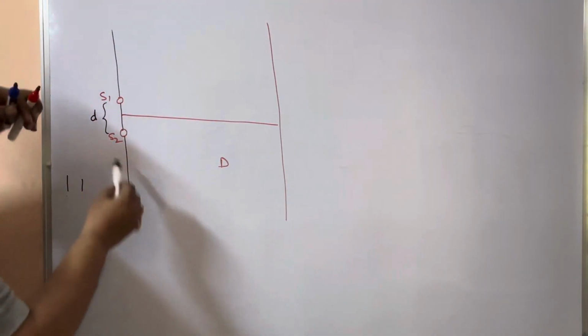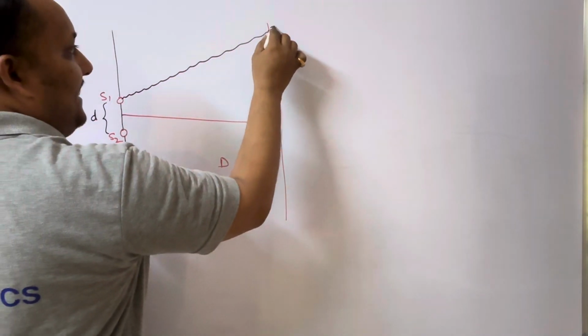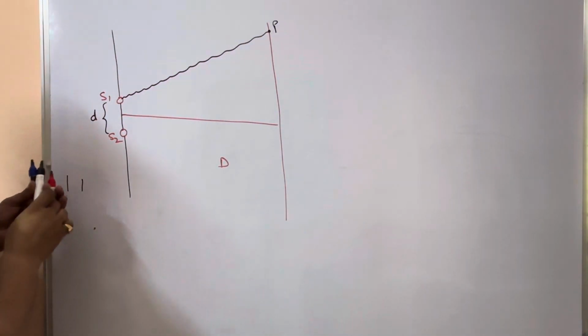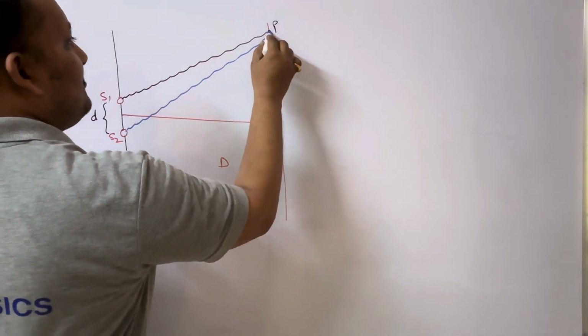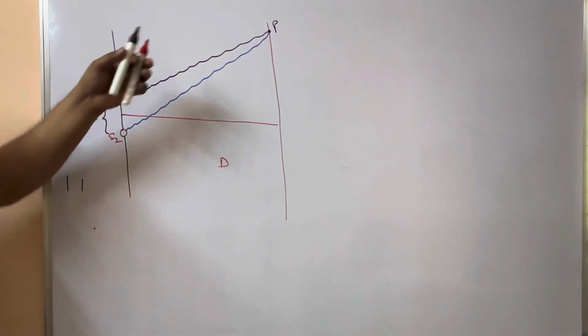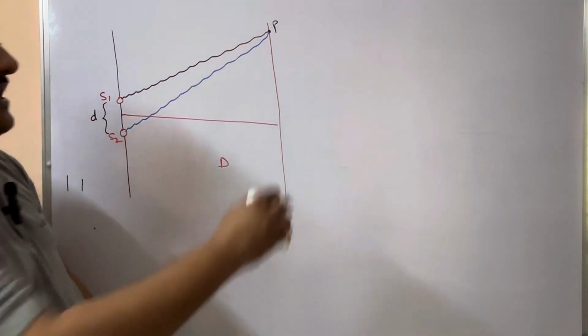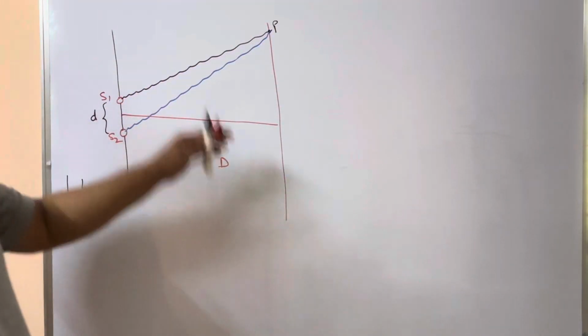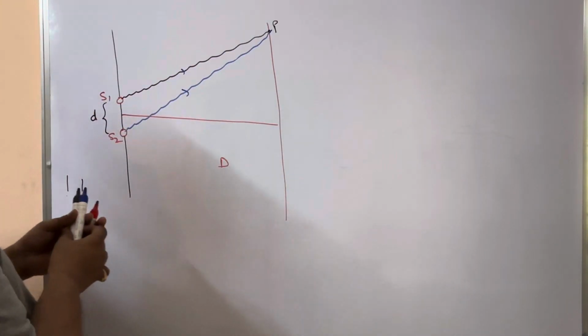From S1, one wave is going to travel and meet at point P. From S2, another wave is going to come and meet here. So if at that point crest and crest meet, you are going to get a bright band. If crest and trough meet, you are going to get a dark band, correct?